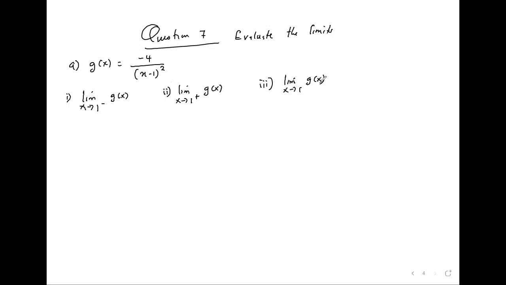So what we do is, suppose you try to substitute 1 there, you would get negative 4 over x minus 1 squared. It's going to be negative 4 over 0, which is undefined. Now we don't want the undefined. So as we search for this limit, the easiest way would be to sketch the function.